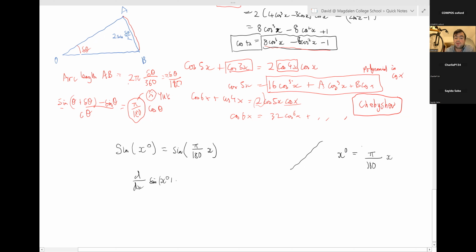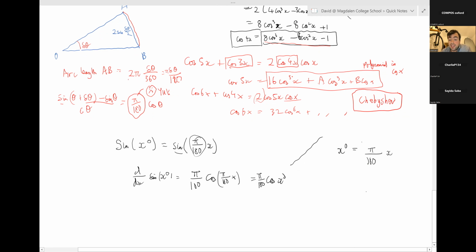So the sine becomes a cos, so we just get cos of pi over 180 x, which is just cos in degrees. But when we differentiate by the chain rule, we pick up this factor of pi over 180.